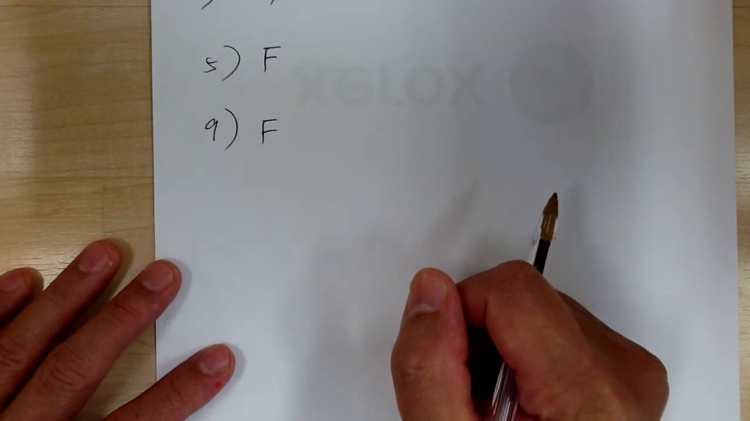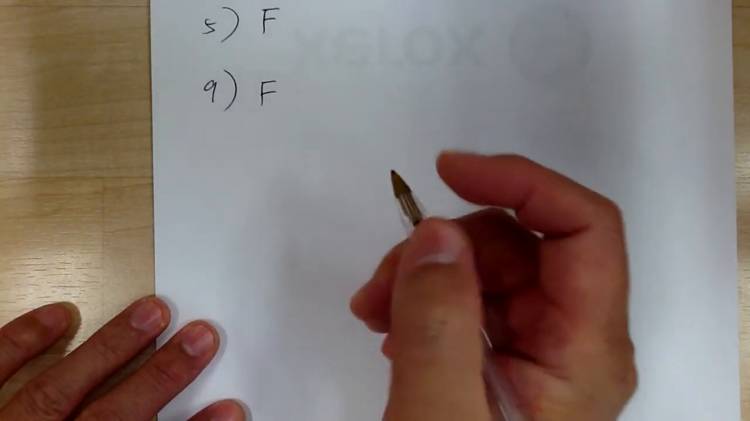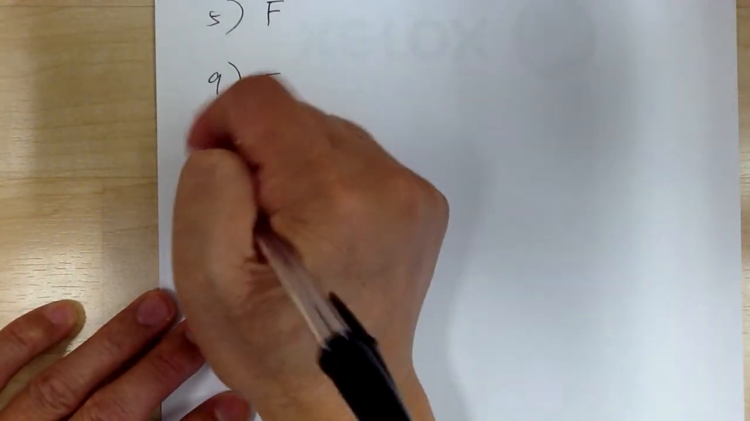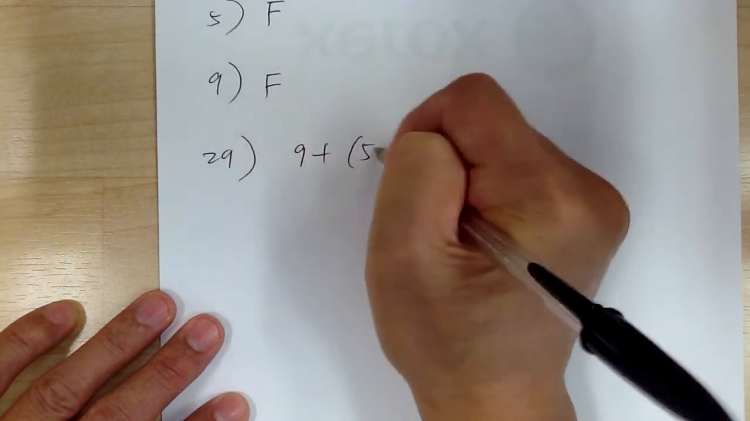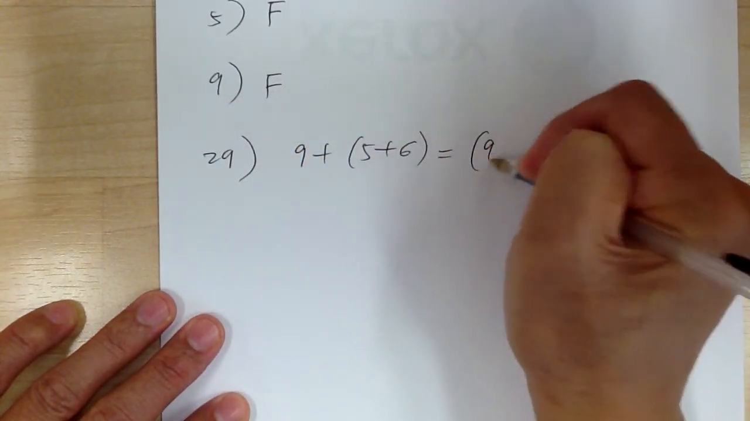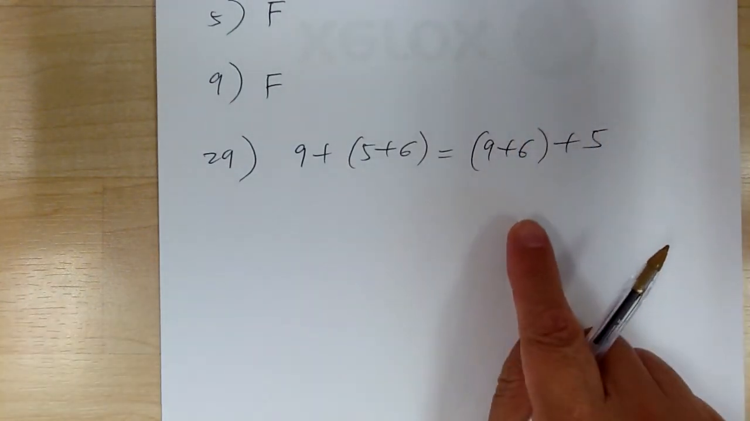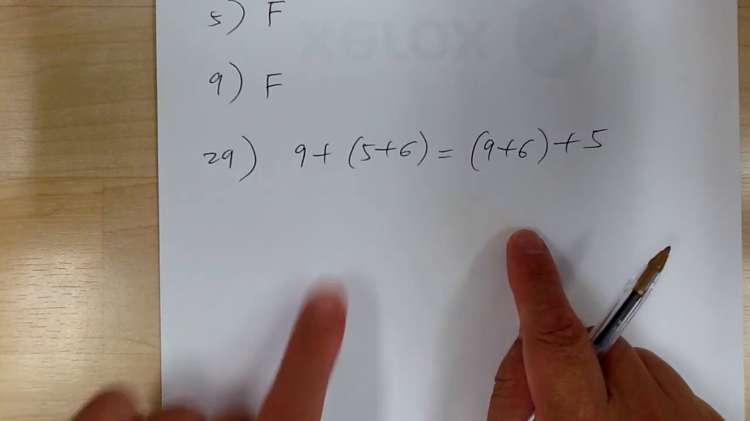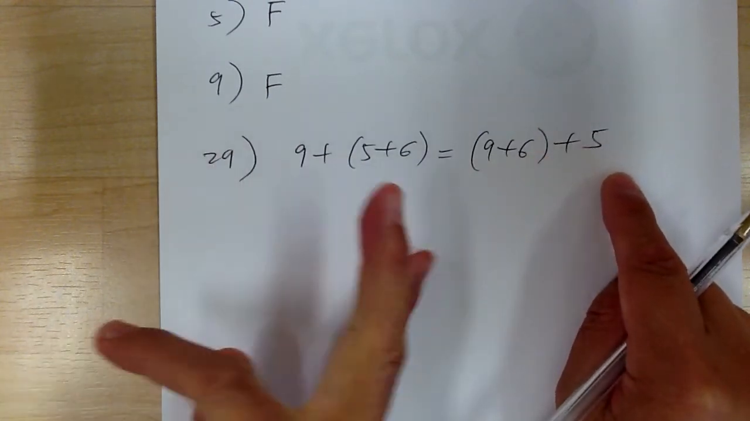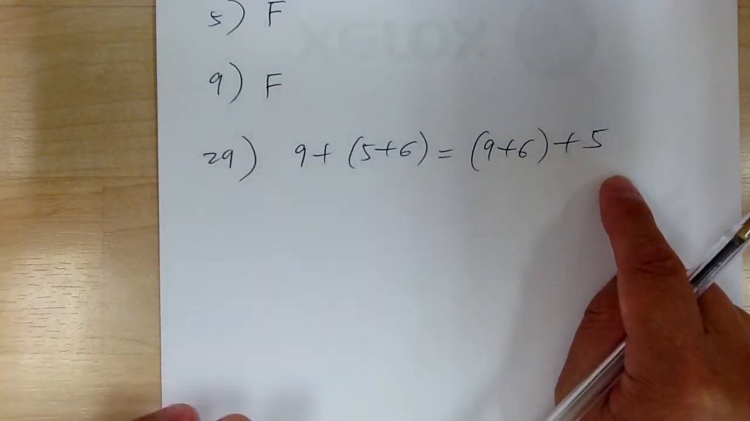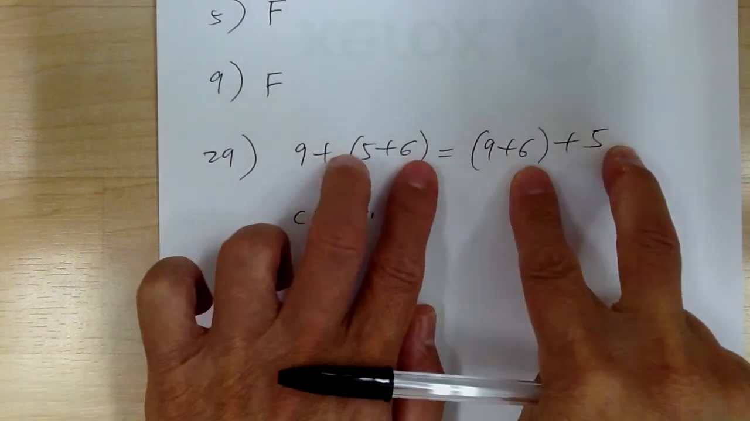Now, if you go to like number 29, you have 9 plus (5 plus 6) equals 9 plus (6 plus 5). So notice it has two things. First, the 5 and 6 got reversed. See over here, this is 5 6, this is 6 5, right? So when the position got switched, it's the commutative property.